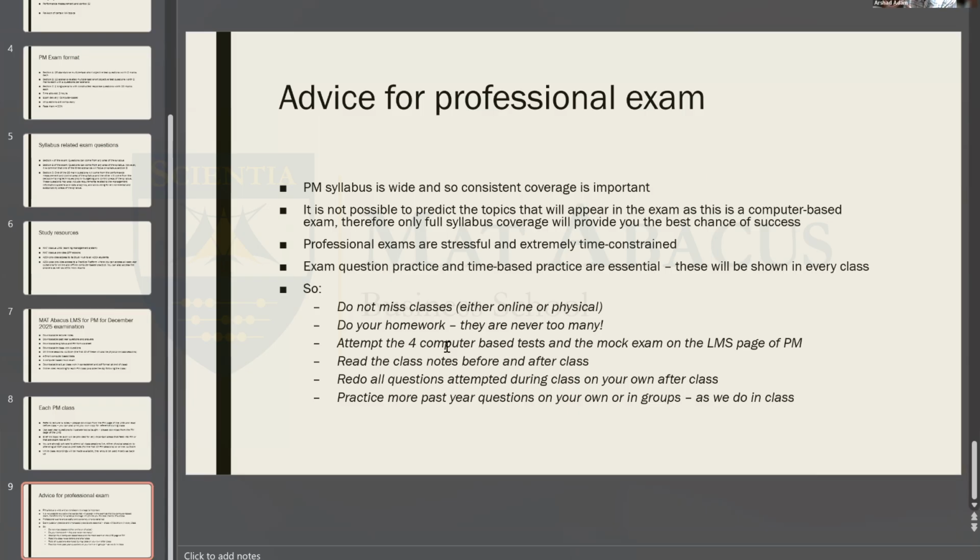Now, if we don't cover it, it's a problem as well, because we cannot predict what questions or topics will come out, because it's a computer-based exam. In a computer-based exam, you could be sitting right at this desk, and another candidate sitting at the same desk, further from you, where you cannot see the screen, in the same hall, doing the same exam, and they are not getting the same questions.